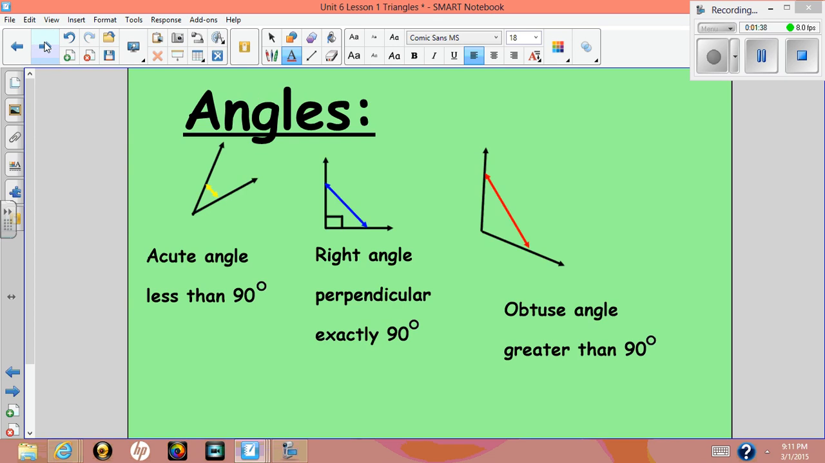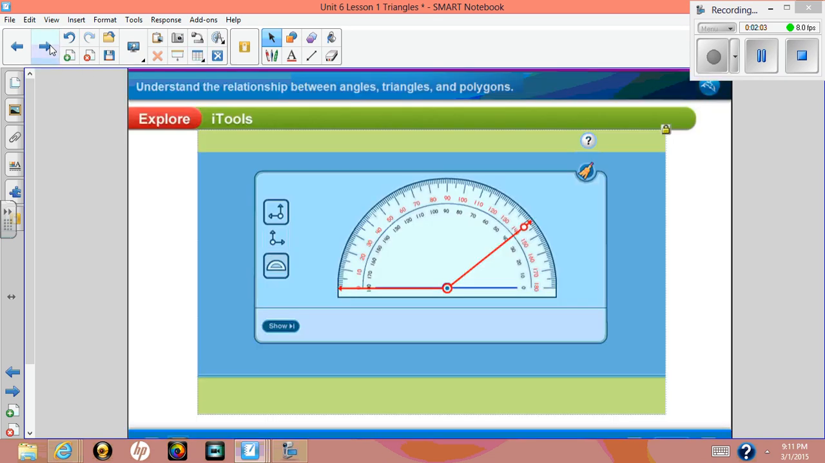Angles are identified in three ways. An acute angle is less than 90 degrees. A right angle is two perpendicular lines, and they are exactly 90 degrees. And an obtuse angle is an angle greater than 90 degrees. Let me demonstrate this to you with a protractor.